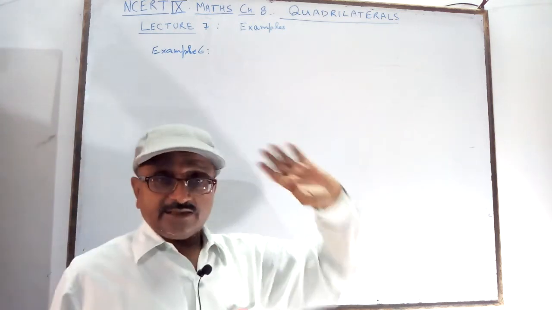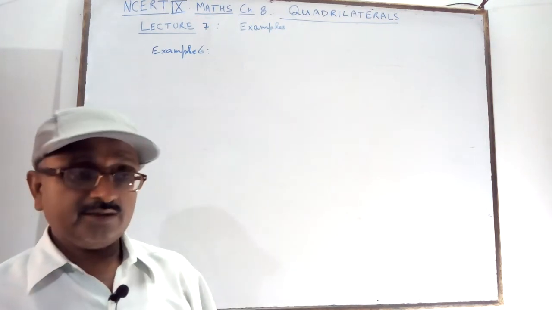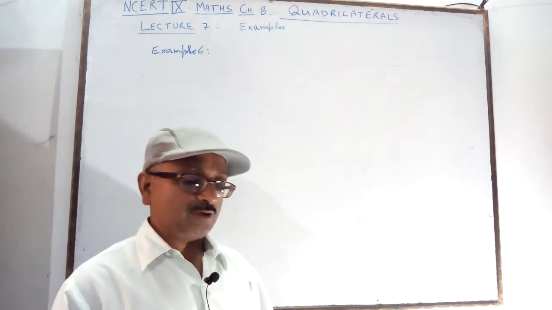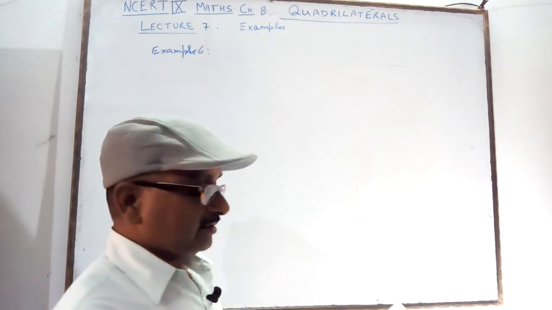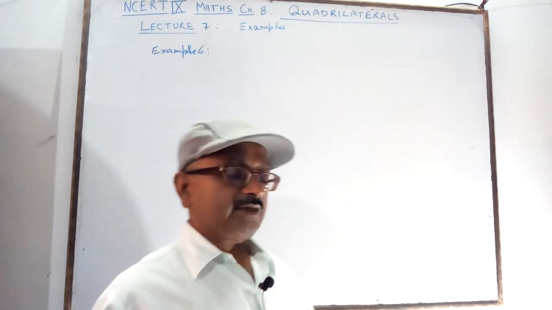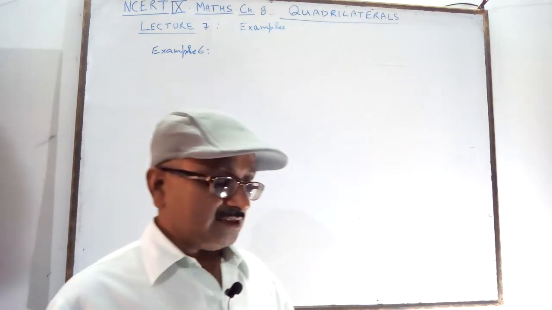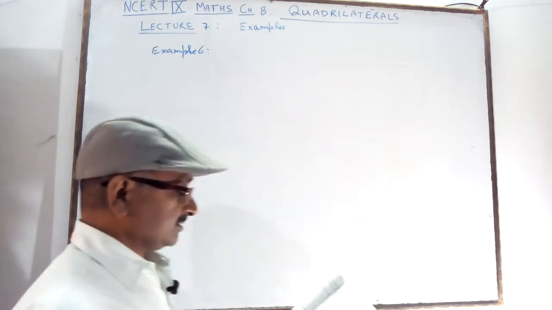Example and theorem is over. Example 5 and theorem 8.8: a quadrilateral is a parallelogram if a pair of opposite sides are equal and parallel, one pair. Now we'll see example number 6.